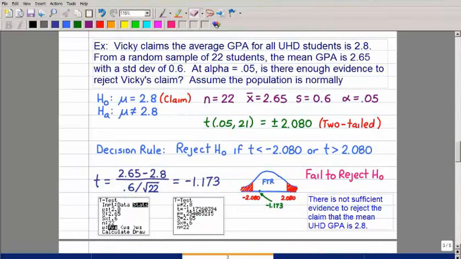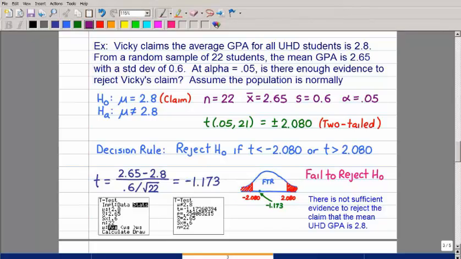Now let's look at this example. Vicky claims the average GPA for all UHD students is 2.8. All right, "is" is a common phrase for equals. So that means my alternative statement is going to be not equal. That is a two-tailed test.